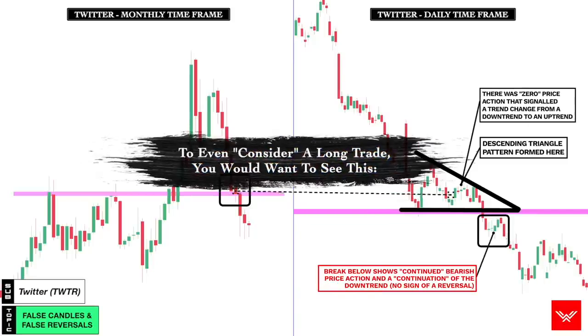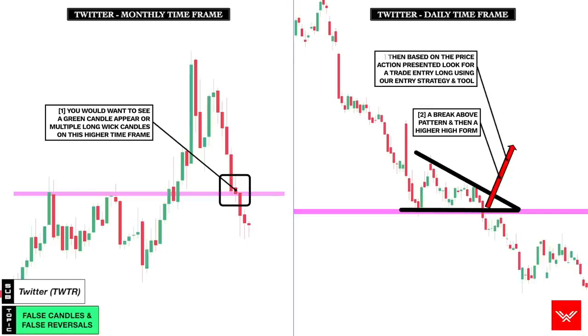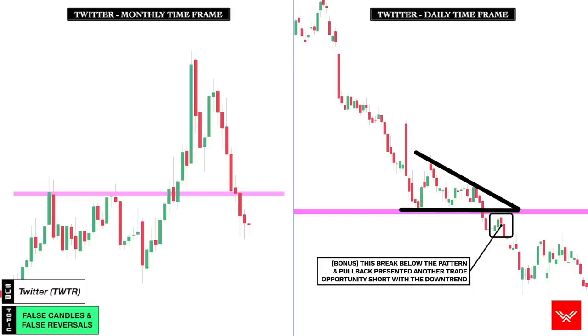Before even considering a counter trend entry against a very strong downtrend, you would have wanted things like a green candle to appear or multiple long wick candles to form on the higher monthly time frame on the left. Then a break above the pattern here and a higher high on the daily. And then, after all that, based on the price action setup, begin considering a long entry through the lower intraday timeframes. Also, as a bonus, for those trading with the moving downtrend, this here actually presented another short trade opportunity for you through the pullback to the broken pattern bottom. So one more example.